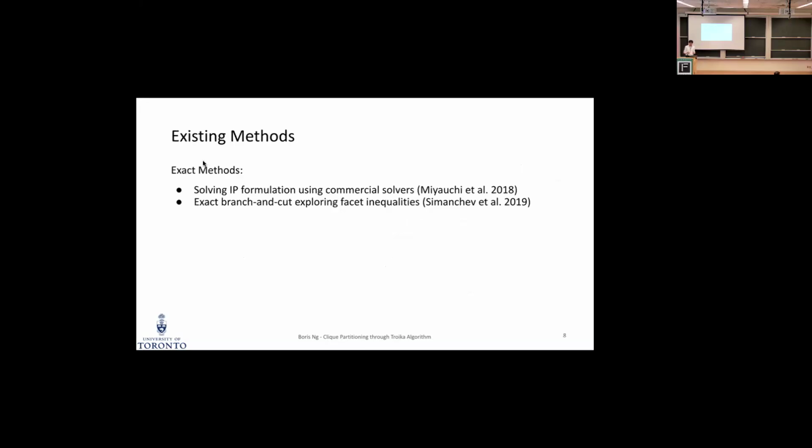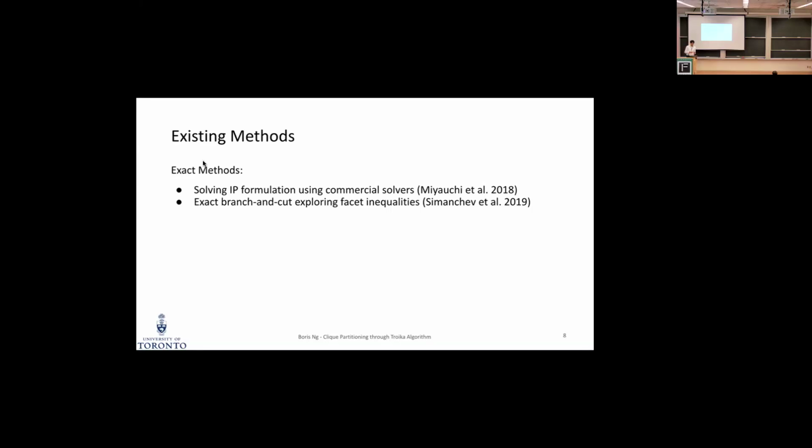Before I introduce the Troika algorithm, it's very important to understand the existing algorithms for the CP problem. These can be broadly categorized into exact and heuristic methods. Exact methods include solving the integer programming formulation using a commercial solver like Gurobi to find an exact solution, but it can be computationally expensive for larger graphs. There's also an exact branch and cut method that explores facet inequalities, introduced in 2019, but it can only be applied to a subset of the problems.